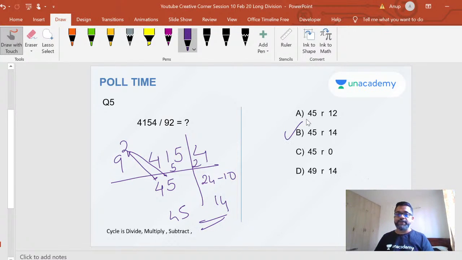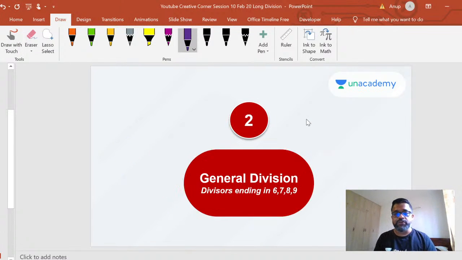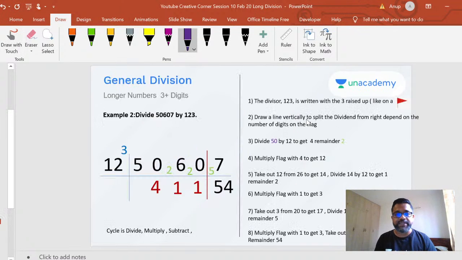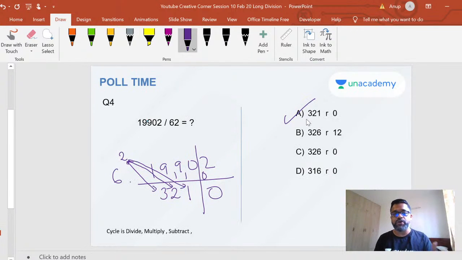Which one? Yeah, this one, right? 4154, 24 minus 10, right? Okay, so now you handle this, right? You saw, you put digits on the flag, but I remember I told you one thing.